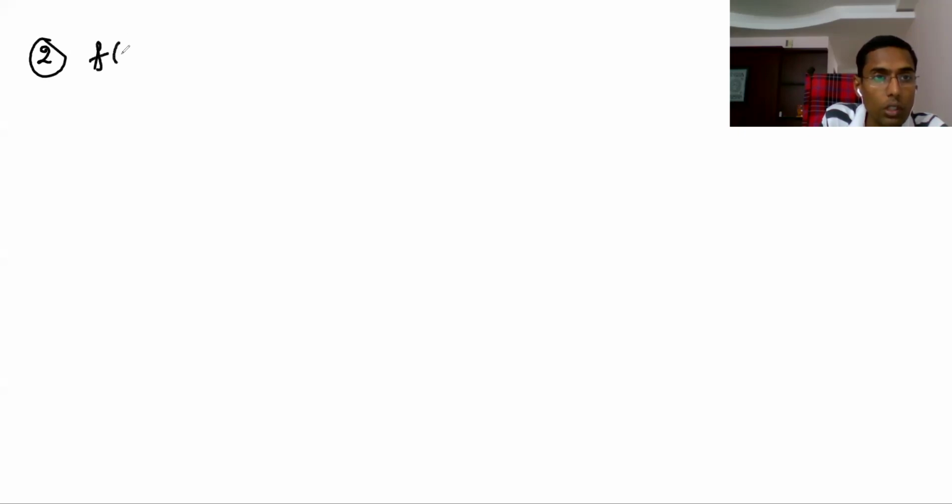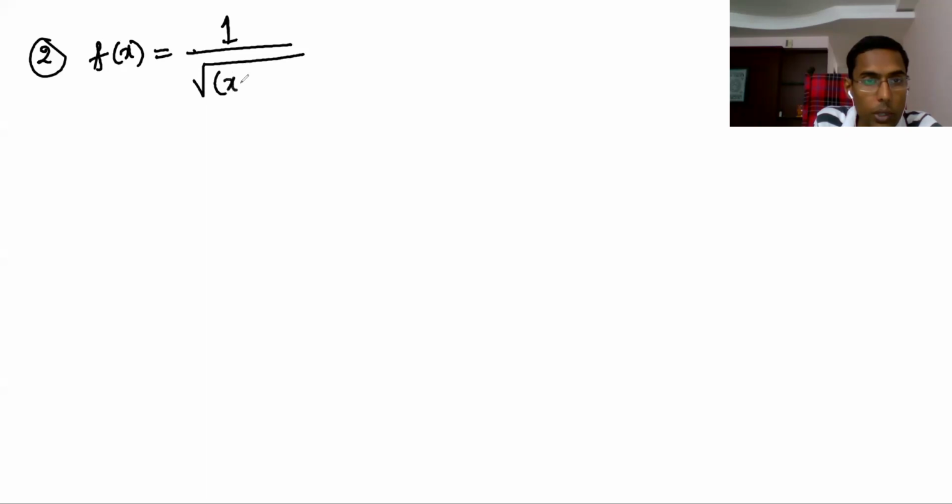What I have? f(x) equal to, let's take this one, under root of (x - 3)(5 - x) I am taking. If I take like this, it's in the denominator. Because it is in the denominator, it should not be 0.